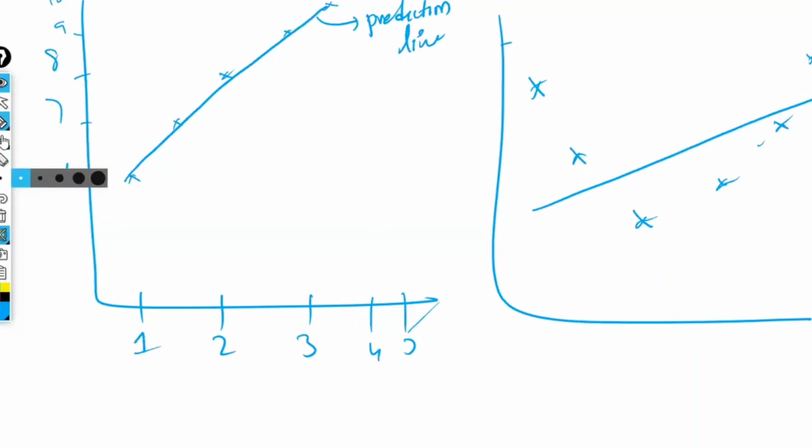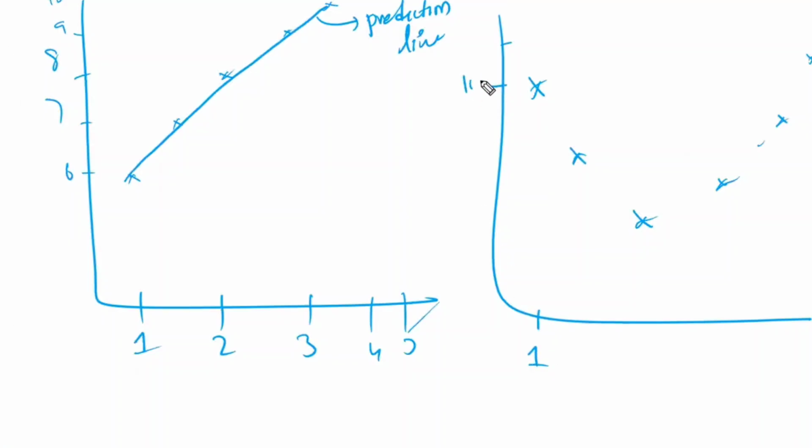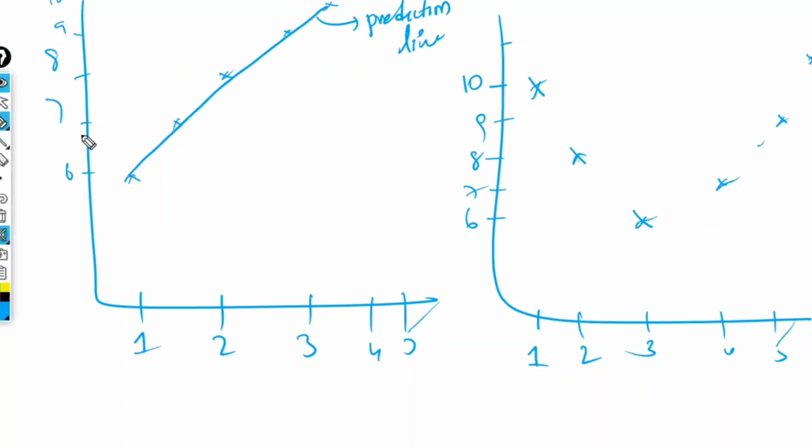Sir, what is meant by predicted values? For example, let us take it like this. Guys, don't write. Let us assume there is 1 and the value is 10. This is 2 and the value is 8. This is 3 and the value is 6. This is 4 and the value is 7. This is 5 and the value is 9. Assume these are the 5 data points.